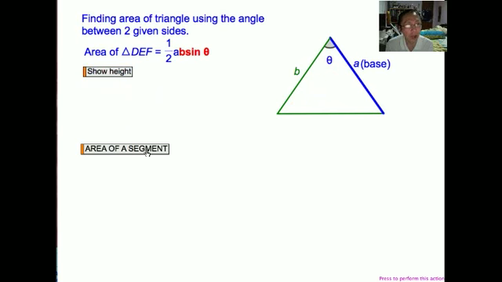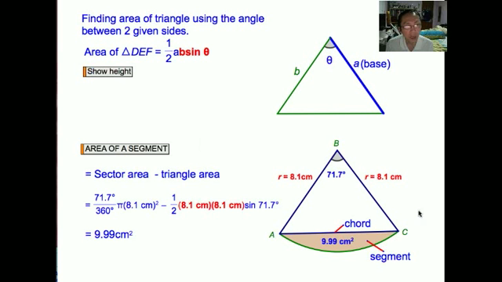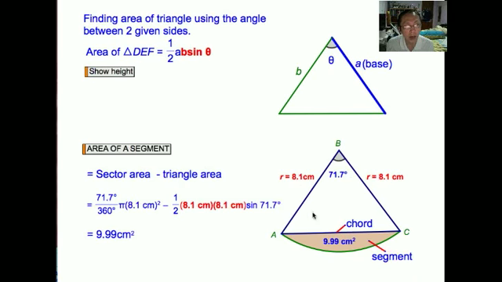Next, we want to find the area of a segment. A segment is a region bounded by an arc and a chord which joins 2 points on the circumference. The area of a segment is found by taking the sector area minus the area of the triangle.